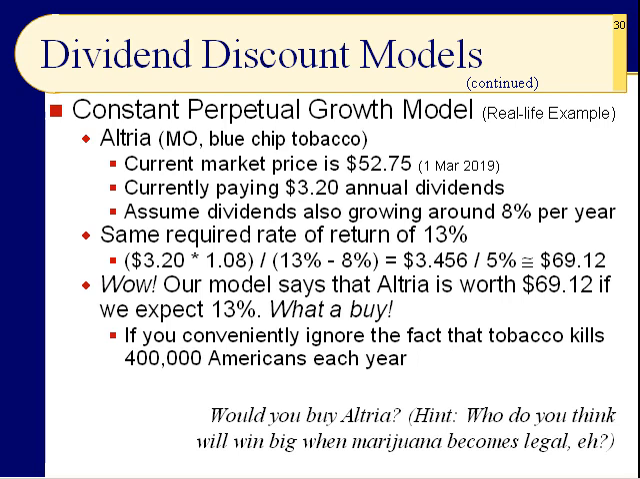With that same required rate of return of 13%, we get $3.20 times 1.08. That's about $3.45, 46 cents. Divided by the 13% minus 8%, 0.05, and we get $69.12. And it's selling for $52.75. Our model says that Altria is worth $69.12 if we expect 13%.